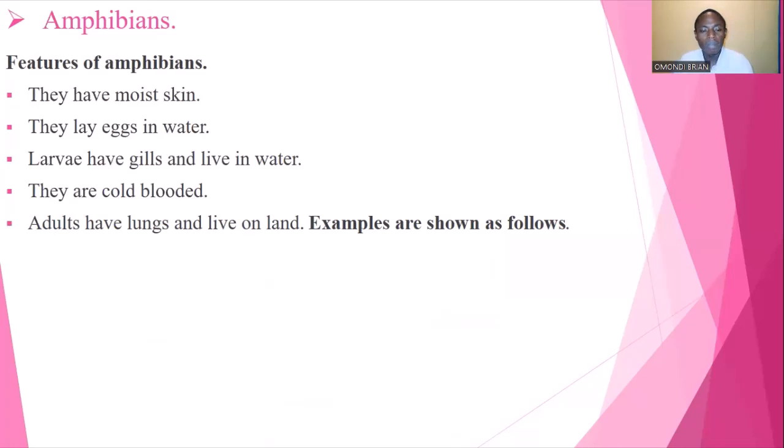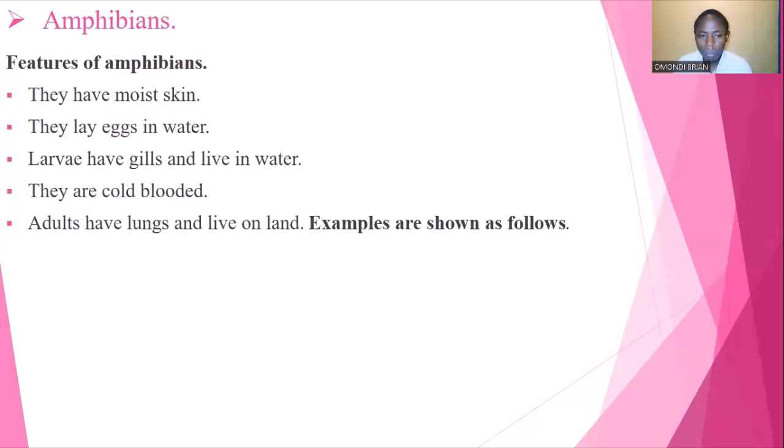Now we have amphibians, and their features. They have moist skin. They lay eggs in water. Larvae have gills and live in water. Amphibians have stages of development. The larvae have gills and live in water, but the adults have lungs and live on land. Amphibians are cold-blooded.